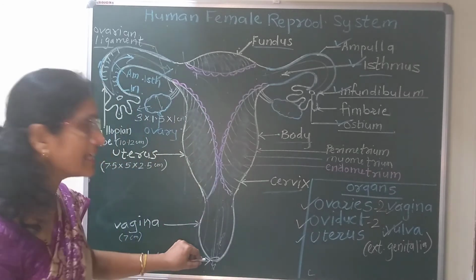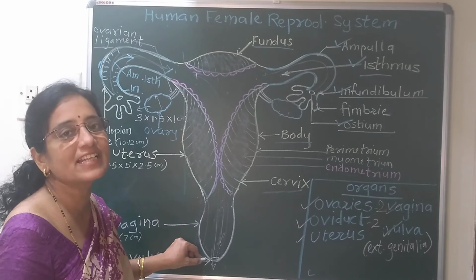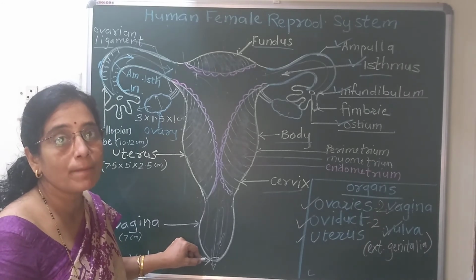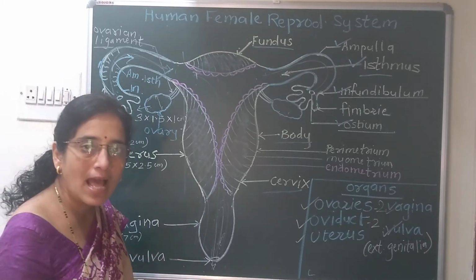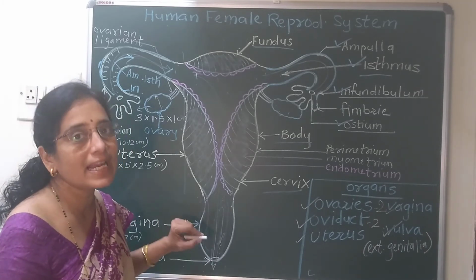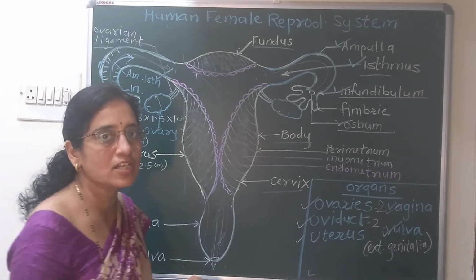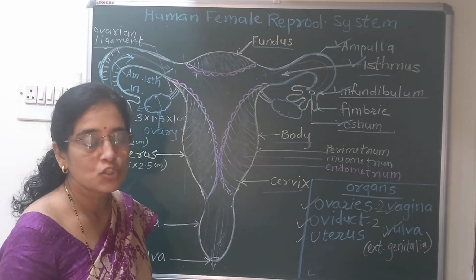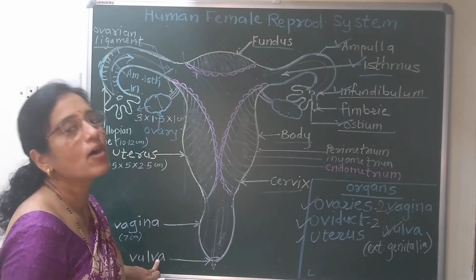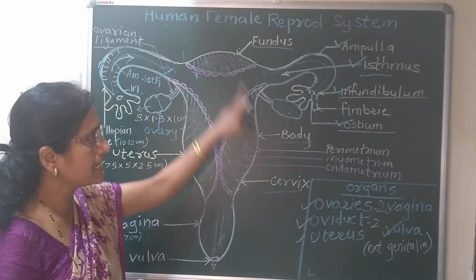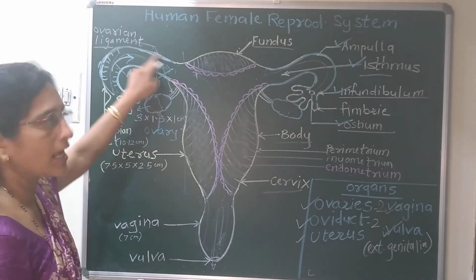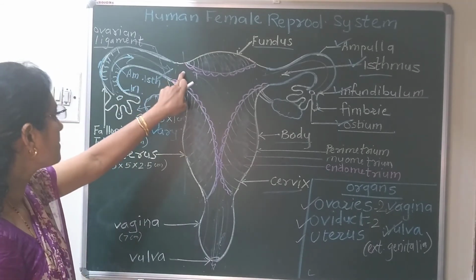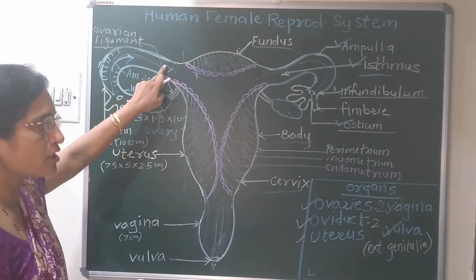And the last part is the vulva. It is the external genitalia, the opening. It consists of the labia majora, labia minora, clitoris, and the depression called the vestibule. Together they form the vulva. So this is the female reproductive system: ovary, fallopian tube, about 7 centimeter long.